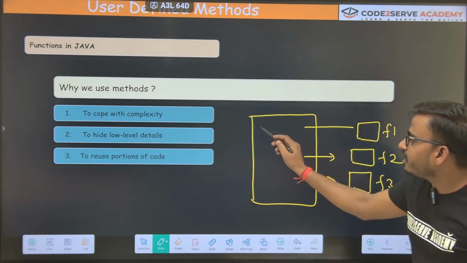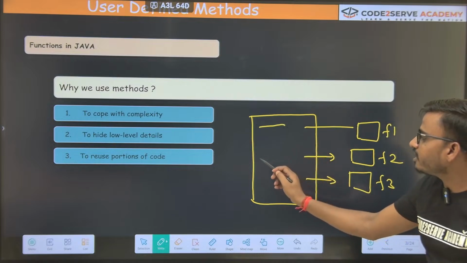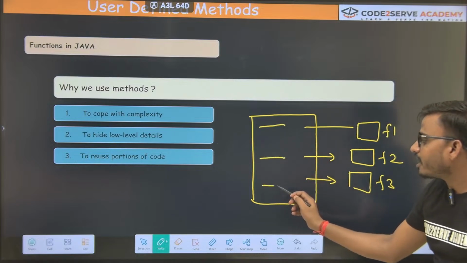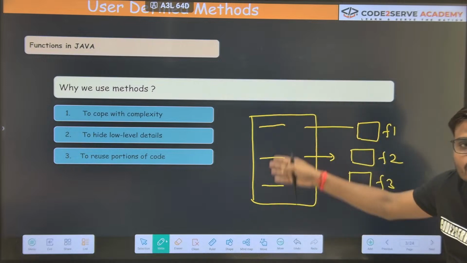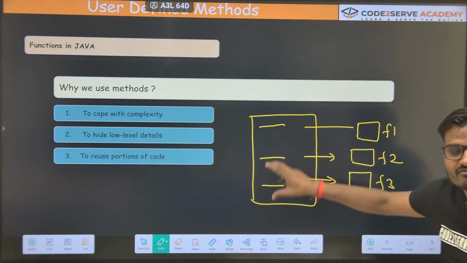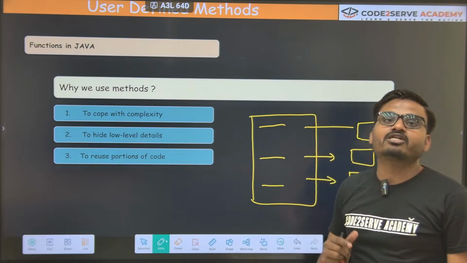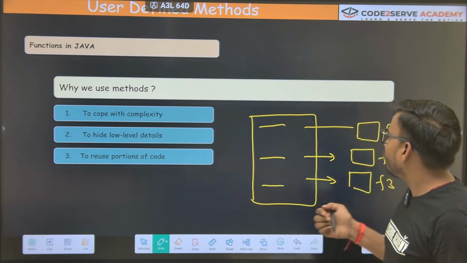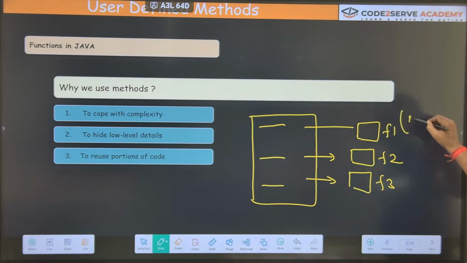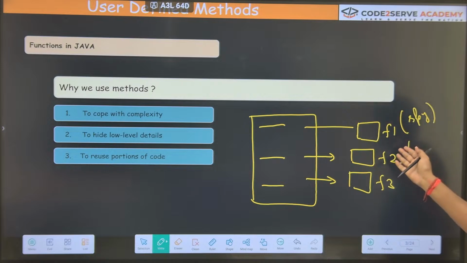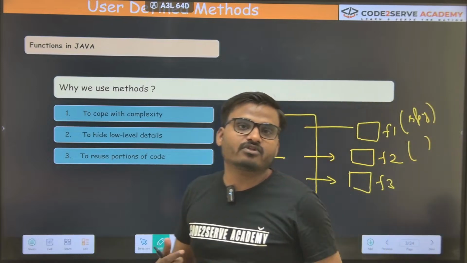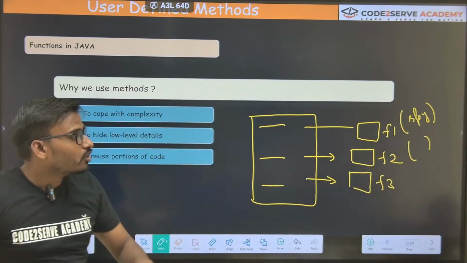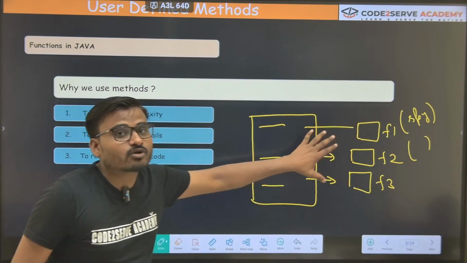Suppose here you are writing for the Fibonacci series, here you are writing for palindrome number, here you are writing for, suppose, a spy number. If you write all the code in one go, it will become very complicated. Instead, you will create a function for a spy number, another function for palindrome number, and another function for any other part of the code that you are asked. Okay, so this will reduce the complexity.